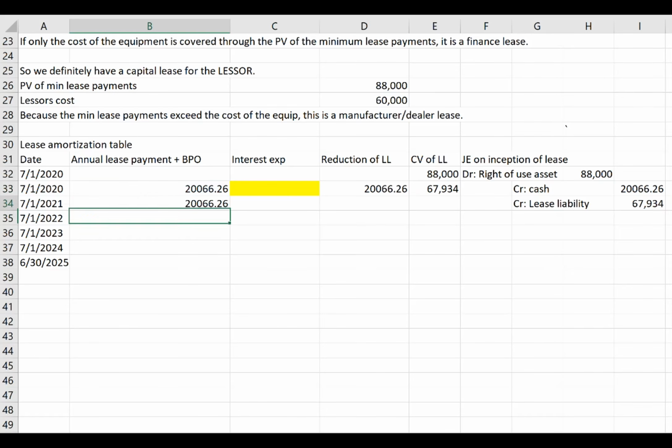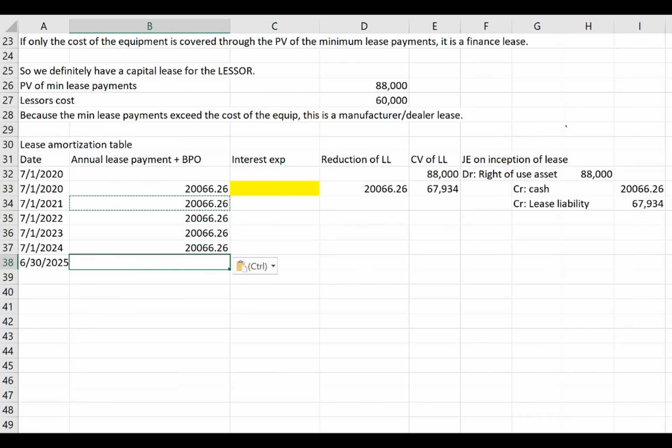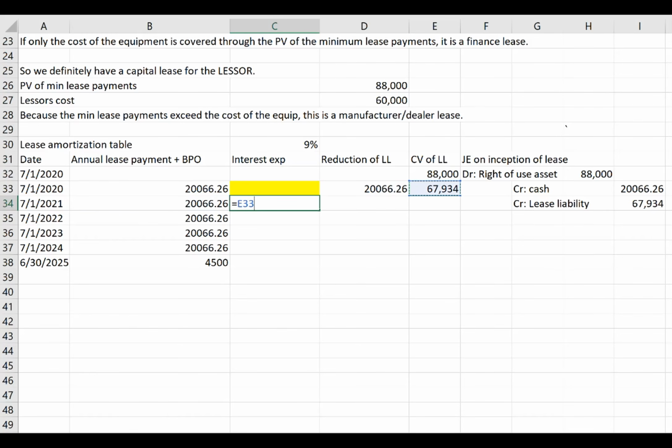and so these are all going to be the same. But what's going to happen at the end of the lease? Well, we know we only have a payment of $4,500 for the bargain purchase option. And here, this is going to be at our implicit rate, so 9%. So I'm going to have this amount. Sorry, actually, it's the carrying value of the lease liability times 9%. It's going to give me my interest expense.